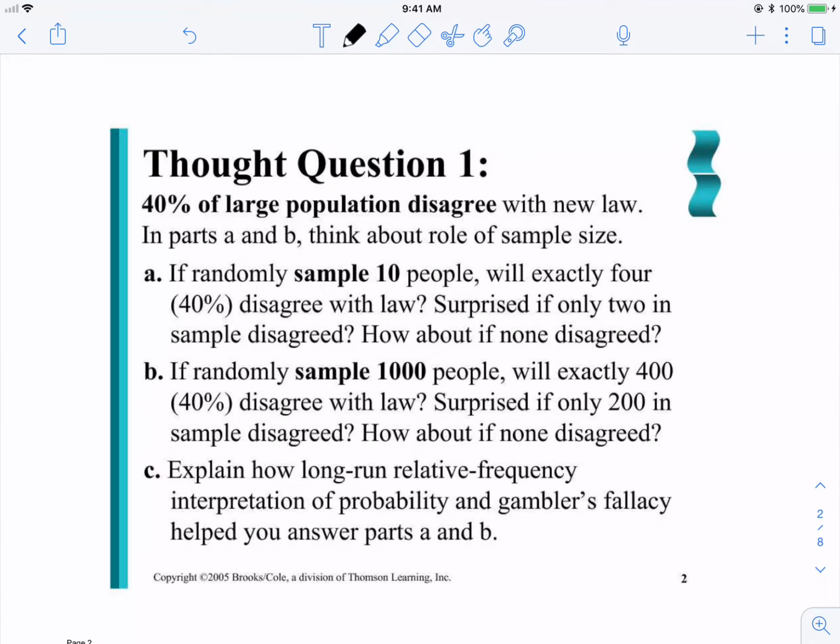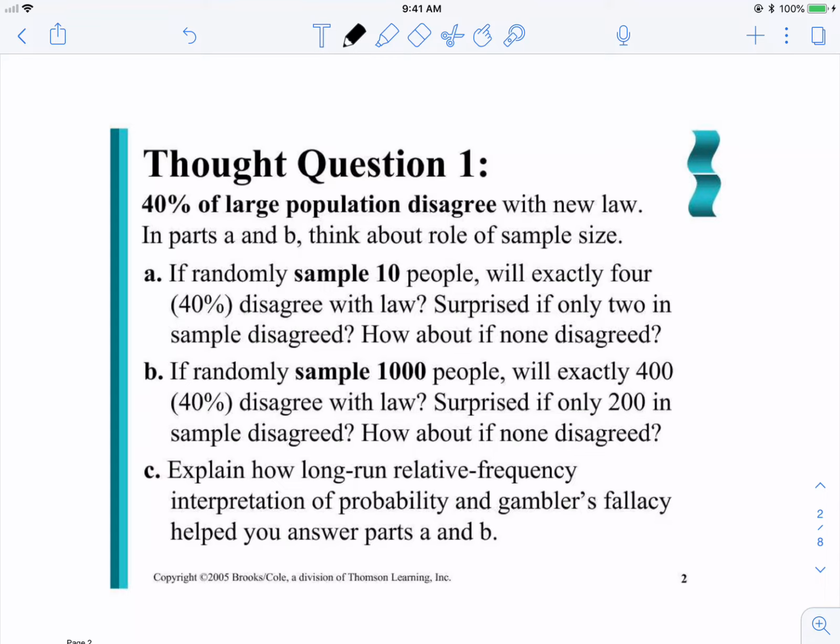We'll start with one quick warm-up, blending in some of the ideas that we started with in probability. Let's say that 40% of a large population disagree with a new law. Now think about the role of sample size here. If we took a sample of only 10 people, what's the probability that exactly 40%, 4 of those 10 people, will disagree with that law?